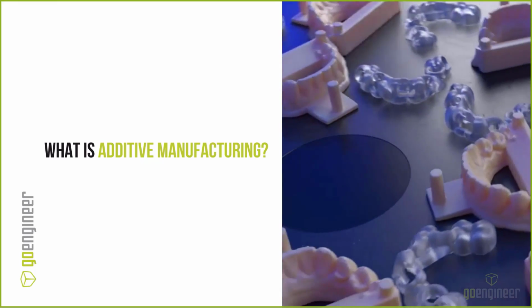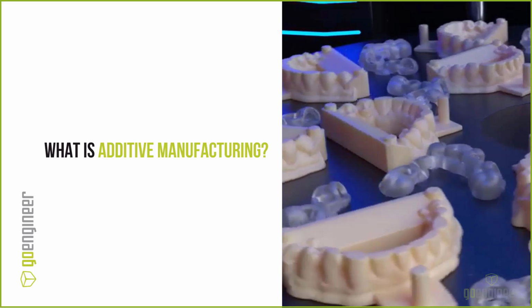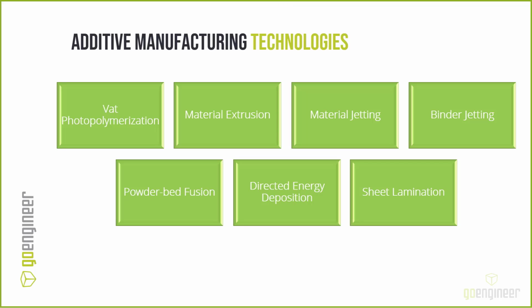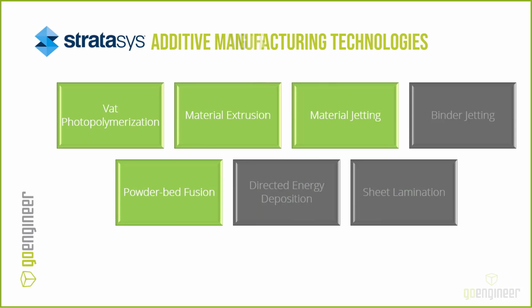So before we get started, we need to ask the question, what is additive manufacturing? We need to define that term. Additive manufacturing technologies as a whole can be aggregated into 7 different categories: vat polymerization, material extrusion, material jetting, binder jetting, powder bed fusion, directed energy deposition, and sheet lamination. But for the sake of time, we're going to limit the scope of our discussion to the Stratasys additive manufacturing technologies.